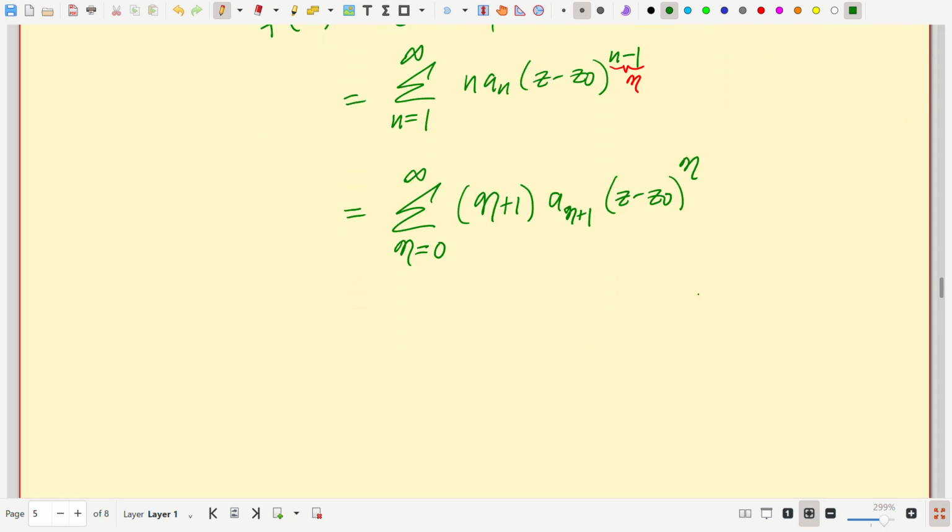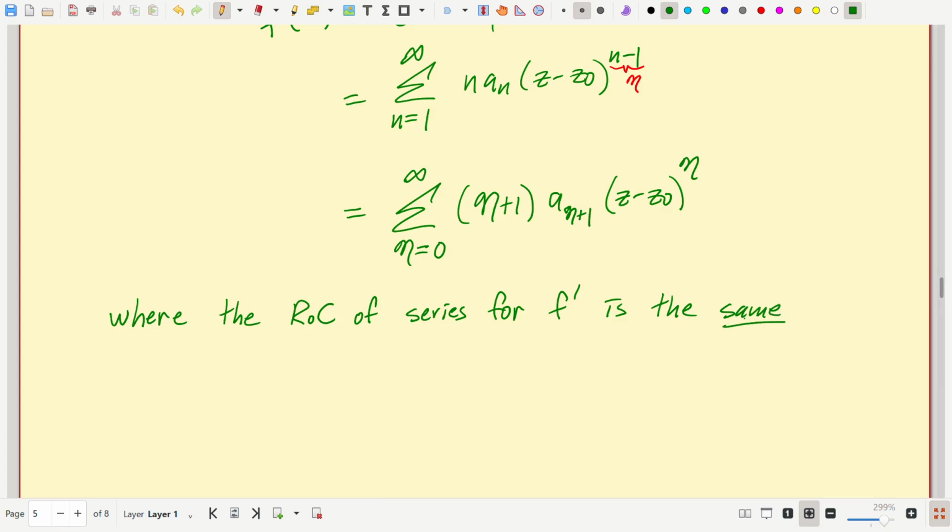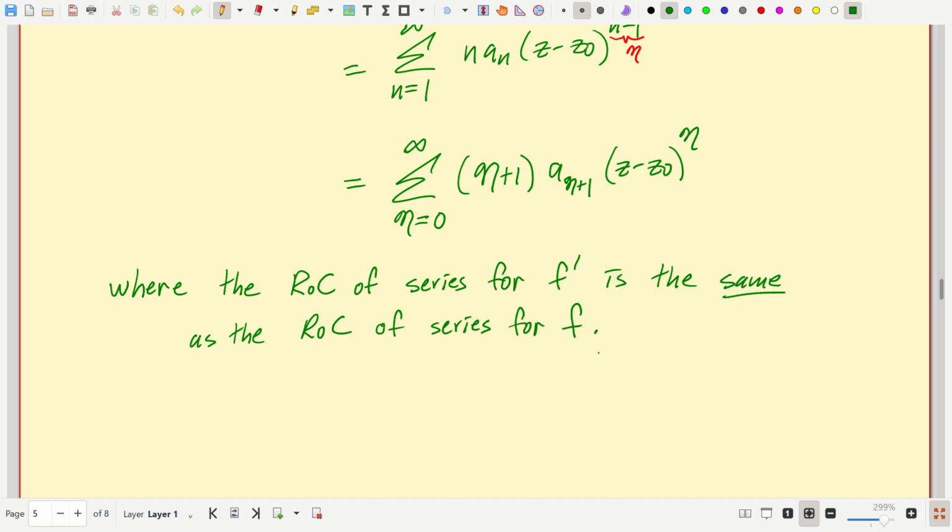Okay, but now I haven't quite said the most important thing yet. The most important thing is the radius of convergence of the series for f prime is the same as the radius of convergence for f. That's kind of an easy thing to see without doing any work.